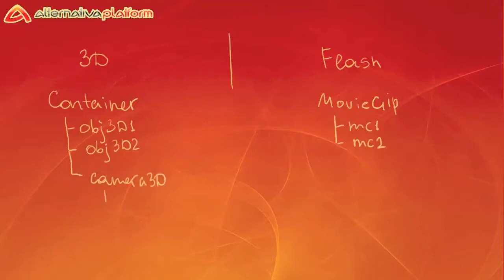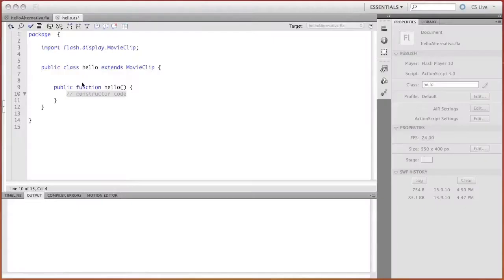In order to see three-dimensionality on the application scene, a camera should be added to the Alternativa container and its property view to the display tree. So we'll need a container, a camera, and a three-dimensional object.